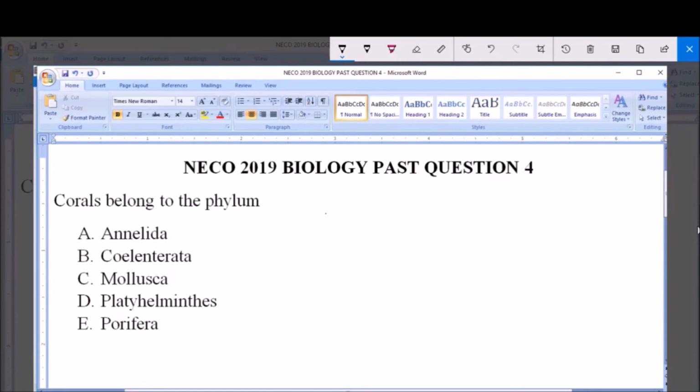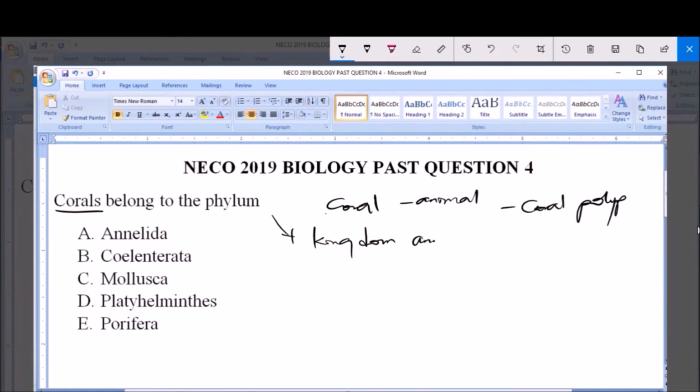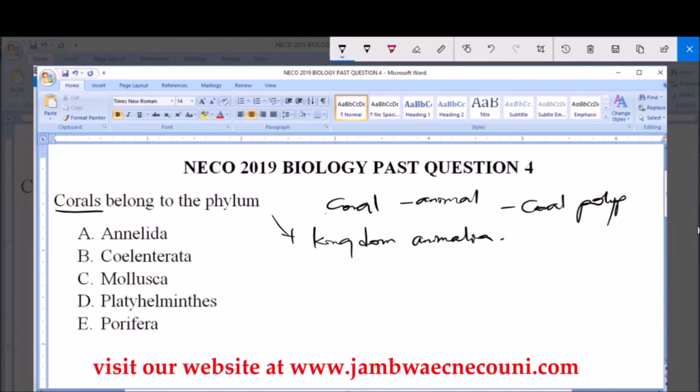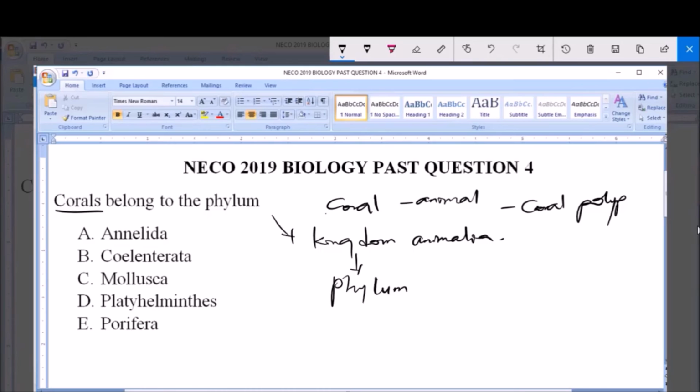Now, coral is an animal, and they're usually called the coral polyp. Coral belongs to a phylum under kingdom Animalia, and this phylum is the phylum Coelenterata, or what we call phylum Cnidaria.